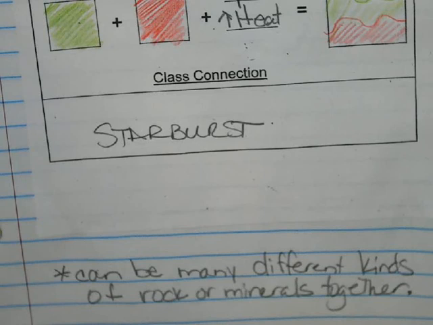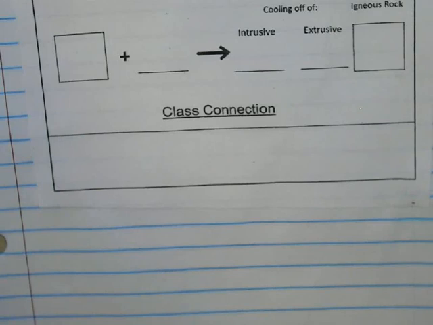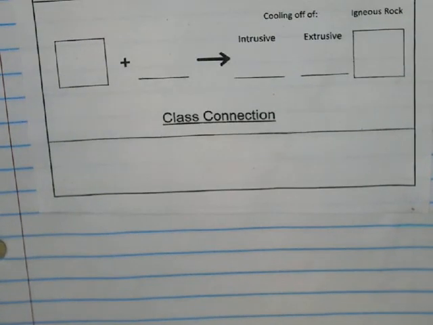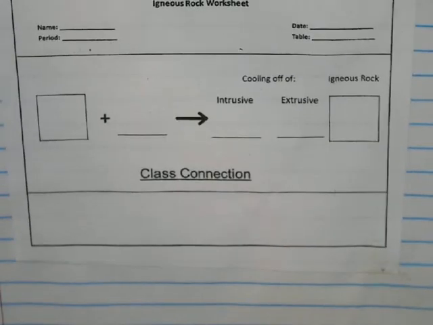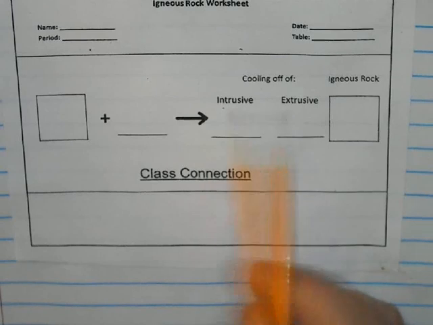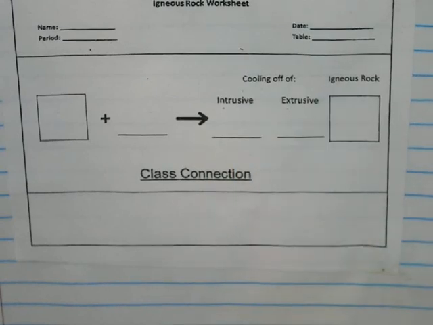Alrighty. Next page. What's our last type of rock? Igneous. So we're going to turn to our igneous rock. And you'll notice that we have some labels here. What we had was you can take any type of rock, whether it's sedimentary or metamorphic, and it can become igneous rock. But what needs to happen first?